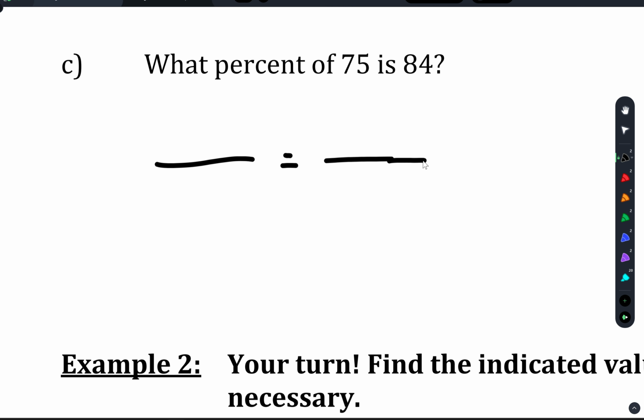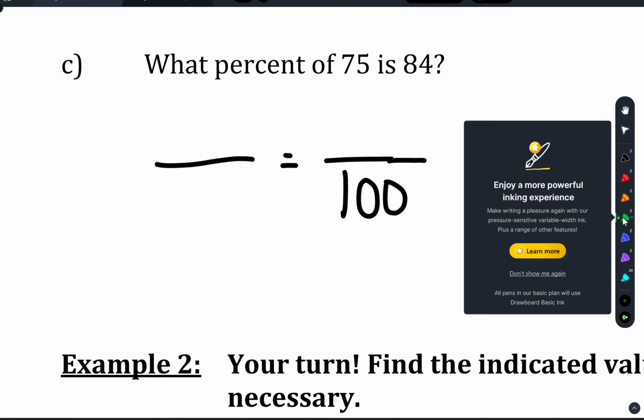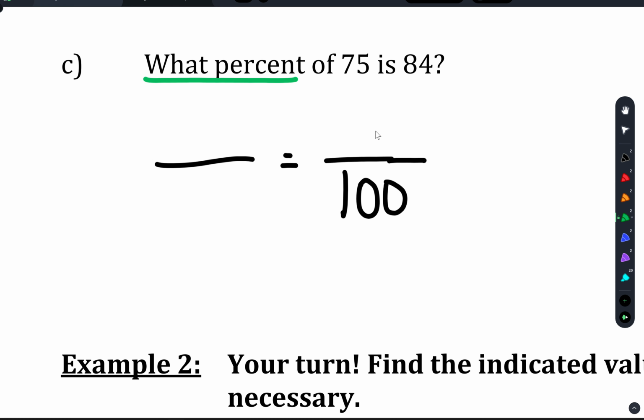Cody? Bottom right is always 100. What is my x? Is it going to be the part, the whole, or the percent? Yeah, it's asking what is the percent. What percent? So that's where my x goes. Now, do I have 84 over 75 or do I have 75 over 84? 84 is the is. 75 is the whole, is the of.